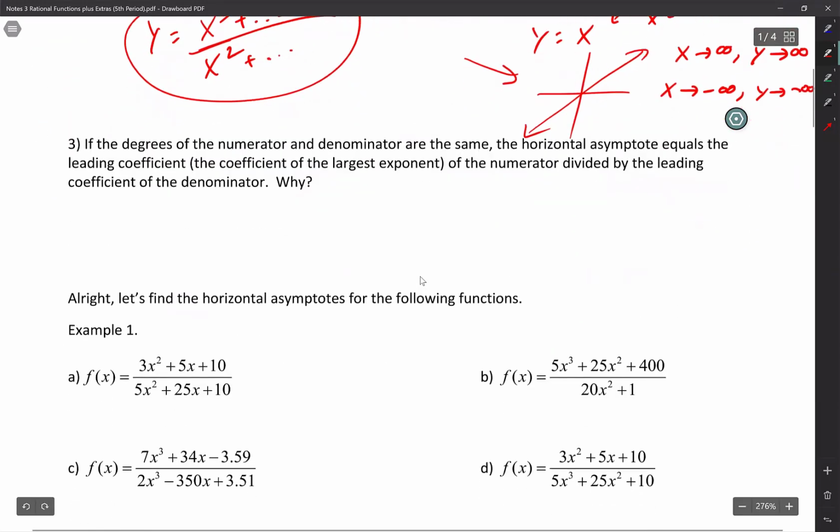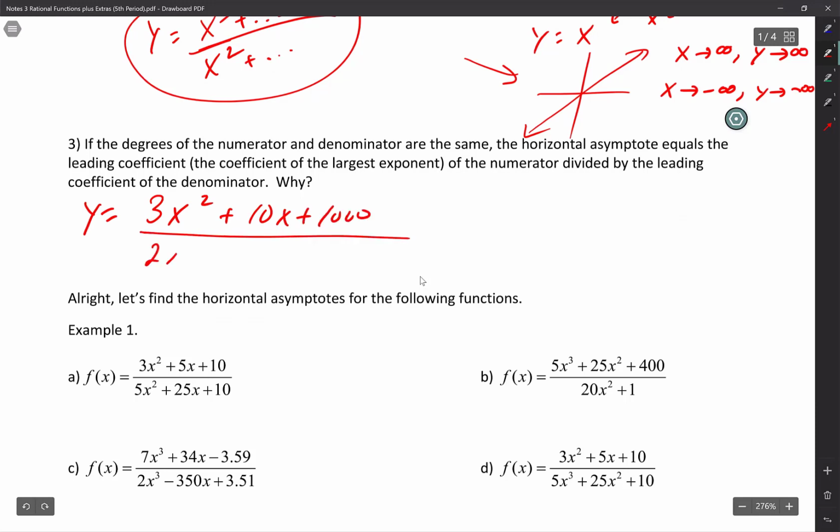Now on this one, if the degree of the numerator and denominator are the same, the horizontal asymptote equals the leading coefficient of the numerator divided by the leading coefficient of the denominator. Why? Okay. So this time I'm going to go ahead and just write up some random polynomial. Some students like spit in the ocean and some students do not like spit in the ocean. I'm going to try and explain it. And if you don't like it, I will never reference it again, because spitting into the ocean is just nasty and don't do that.